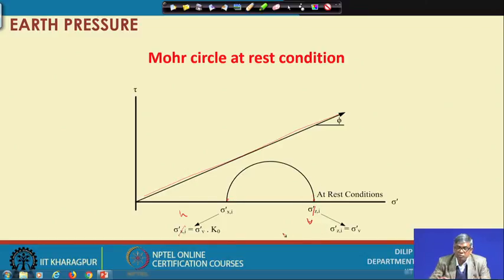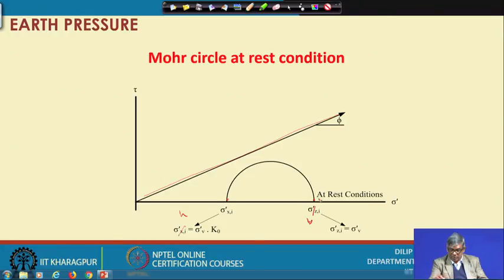So, if I draw a Mohr circle here, you can see as it is shown here, it will be much below the failure envelope because it has not reached failure. When it reaches failure, it will become tangential, because we draw the Mohr circle and draw the tangent from there.